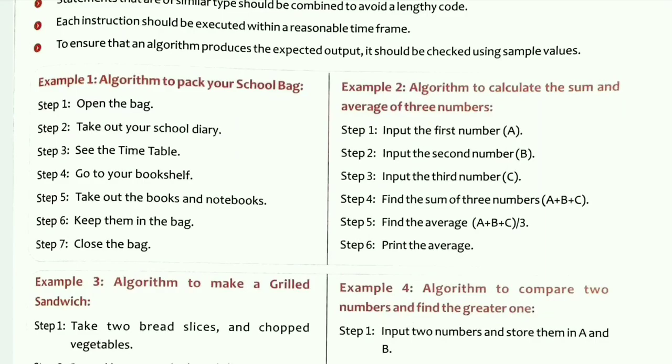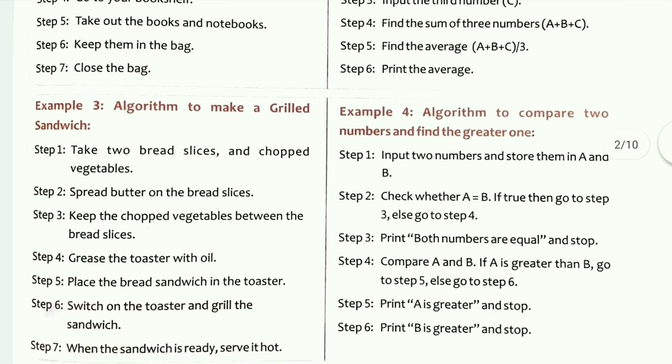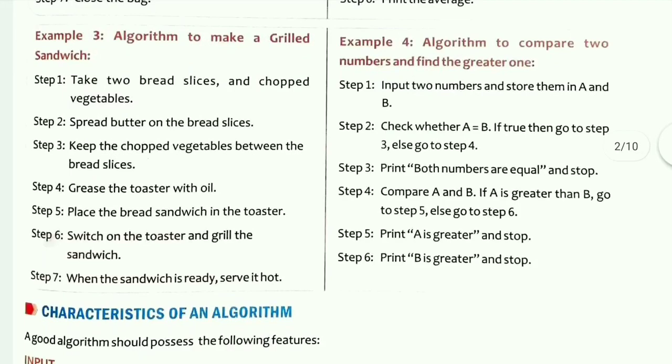Okay, so now let us see the third one, algorithm to make a grilled sandwich. The step 1 is take 2 bread slices and chopped vegetables. Spread butter on the bread slices. Keep the chopped vegetables between the bread slices. Grease the toaster with oil. Place the bread sandwich in the toaster. Switch on the toaster and grill the sandwich. And then when the sandwich is ready, serve it hot. So this is algo to make a grilled sandwich.